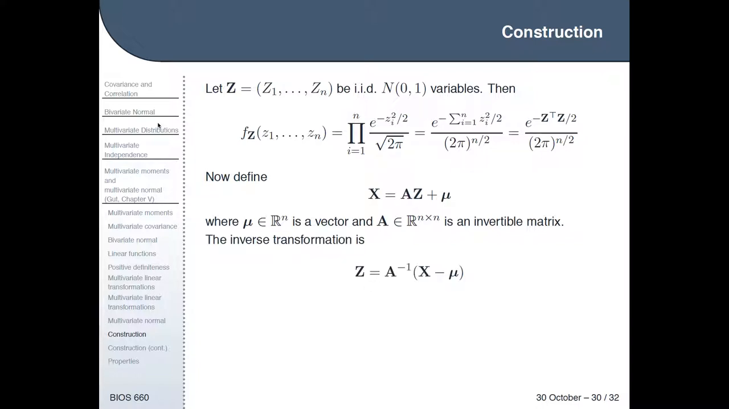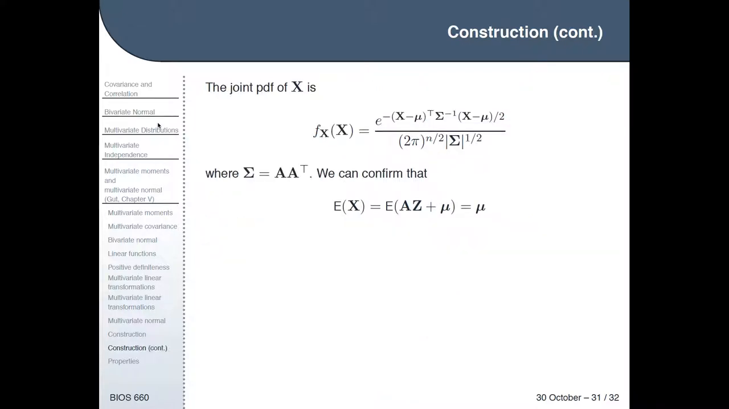Well, then we can find the inverse transformation with some linear algebra. That's just A inverse times x minus mu. The Jacobian is precisely equal to A inverse, and the absolute value of the determinant of the Jacobian would just be 1 over the determinant of the original A.